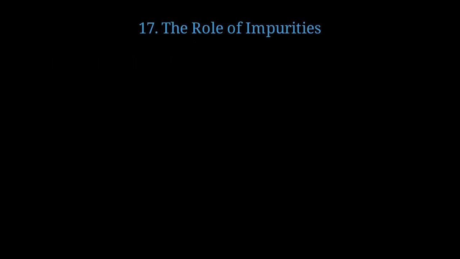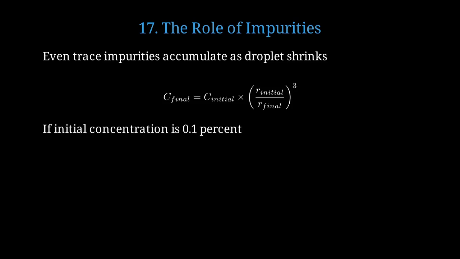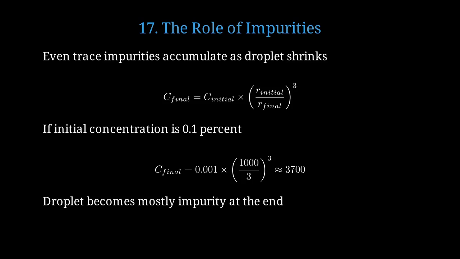Impurities play a crucial and often overlooked role in this paradox. As the droplet evaporates, even trace impurities become concentrated and eventually accumulate at the surface. Final concentration equals initial concentration times the ratio of initial to final radius cubed. If the initial impurity concentration is just 0.1%, when radius shrinks from 1,000 to 3 nanometers, concentration increases 37 million-fold to essentially pure impurity. The final nanodroplet essentially becomes a concentrated impurity droplet.